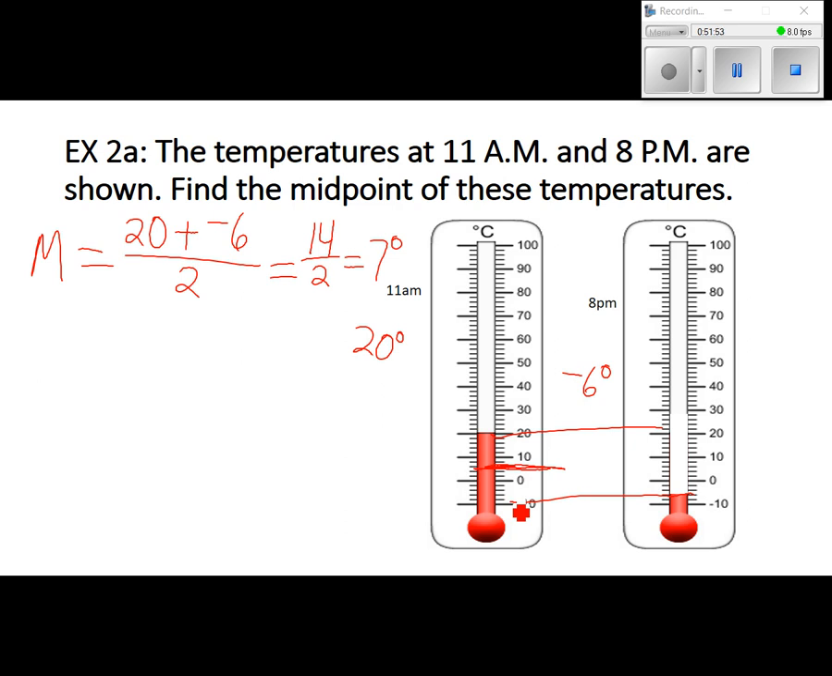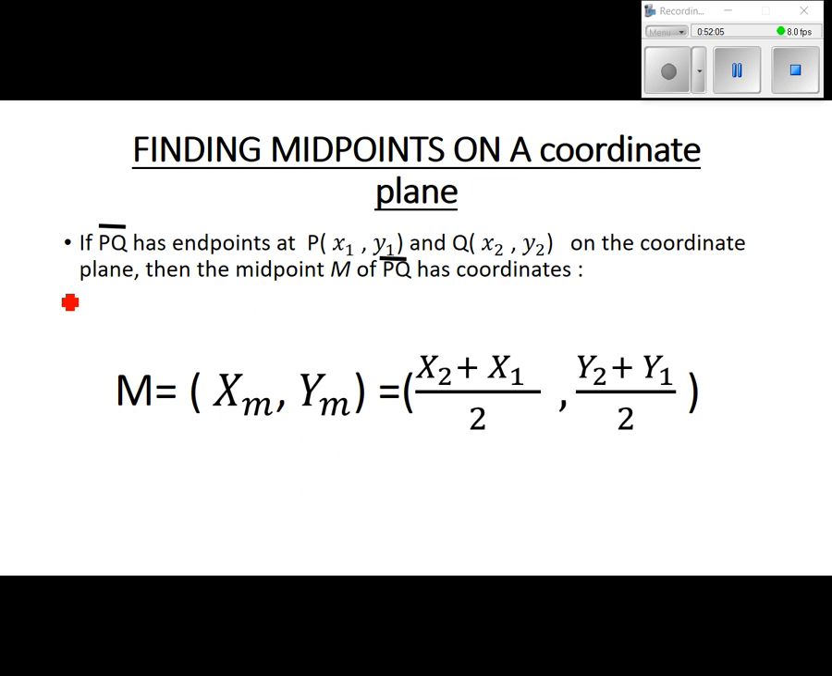Make sure, again, look at your graph, whatever kind of graph it is, thermometer, whatever it is, make sure you know what they're going by. This time they were going by 2s. Fill in what you need to fill in on this one. This is probably a little more important than the other one because now we're on the coordinate system.